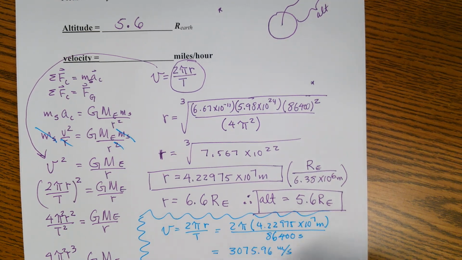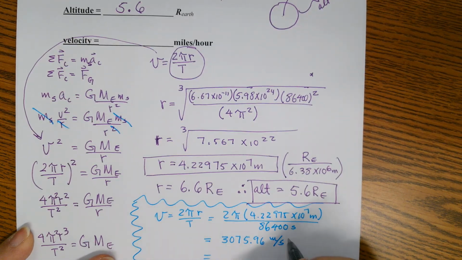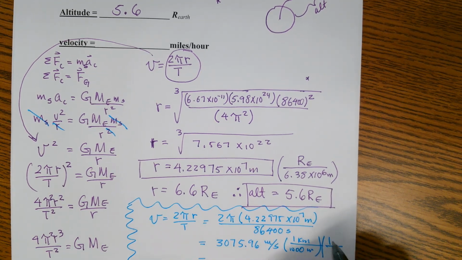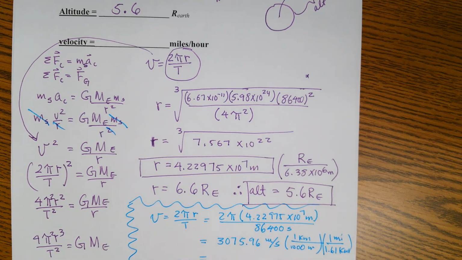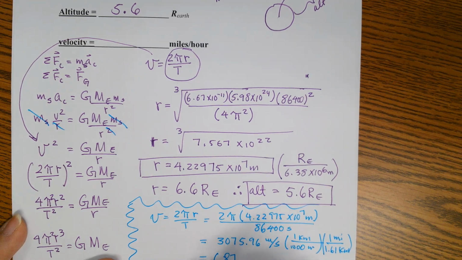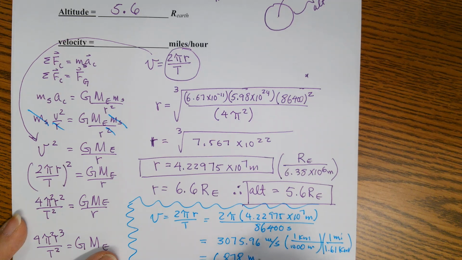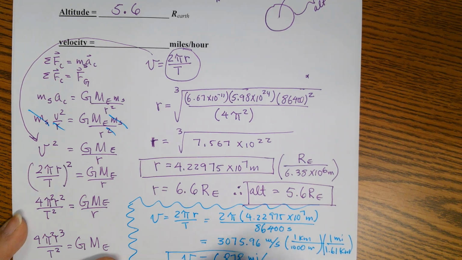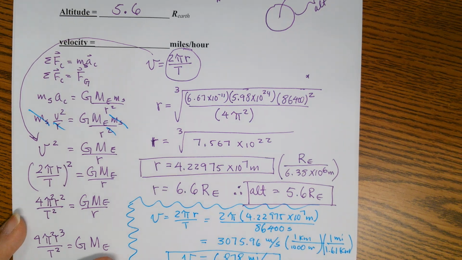So my v comes out to 3,075.96 meters per second. And if they want that in miles per hour, all you have to do is convert that. So there are 1,000 meters in 1 kilometer, and in 1 mile, there's 1.61 kilometers. If you multiply that out, I think you get something like 6,878 miles per hour as your orbiting velocity for that geosynchronous satellite.